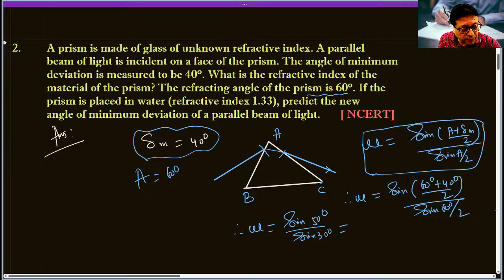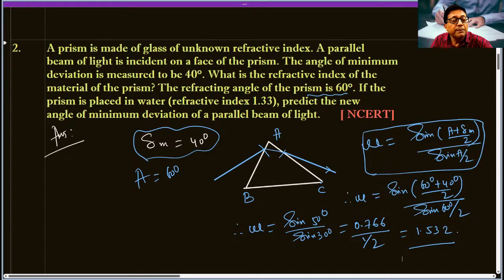Sin 50 going point, and this one 1 by 2. So just multiply, it is coming 1.532. Finished? Now there is another part of this problem.